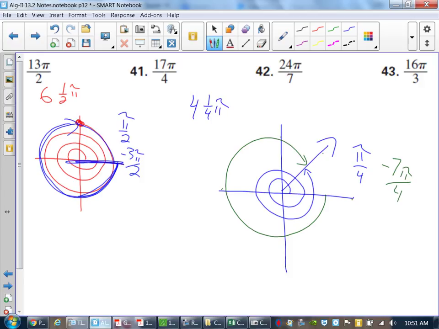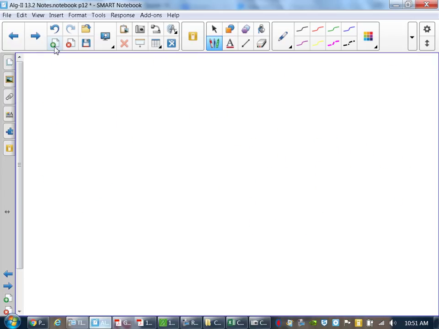Okay. 24 pi over 7. We did that one yesterday in class, right? Sure. This one's weird because it's a 7th, and it's a little bit of an oddball. 7 goes into 24 how many times? How many are left? 3. So this is 3 and 3/7 pi.